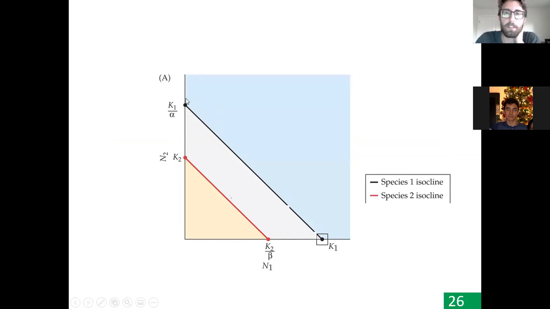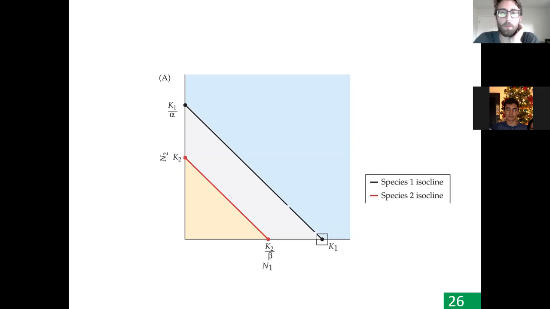And so there are 4 different kinds of combinations in terms of which isocline is higher than the other, which result in different dynamics here. So let's look at each of those 4 different possibilities. All right, so one possibility is shown here.